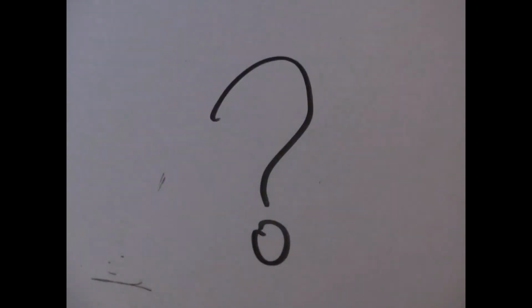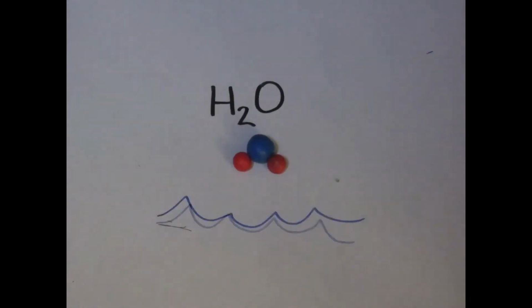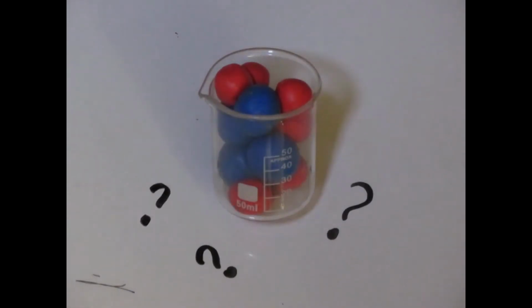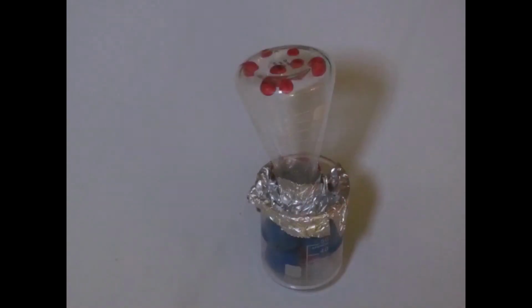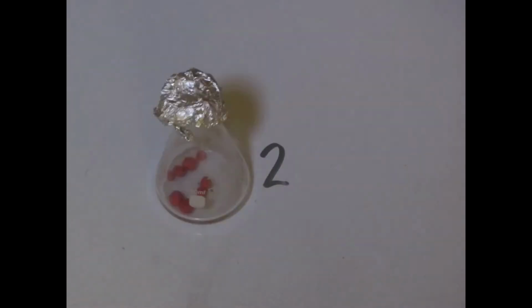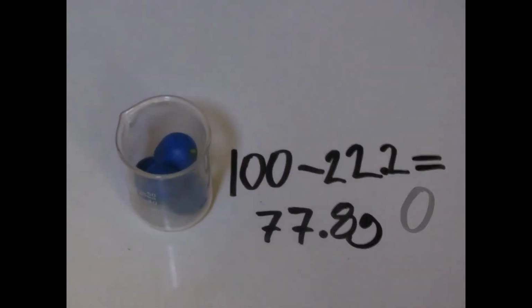But what about other substances that are made up of more than just one element? Let's say goodbye to our lithium for now. Introducing water, H2O. How much oxygen and hydrogen is actually in a glass of H2O? Let's heat things up a little bit and capture the gas which is being released. Now let's say we started with 100 grams of H2O and we captured 22.2 grams of hydrogen. 100 take 22.2 equals 77.8 grams of oxygen.